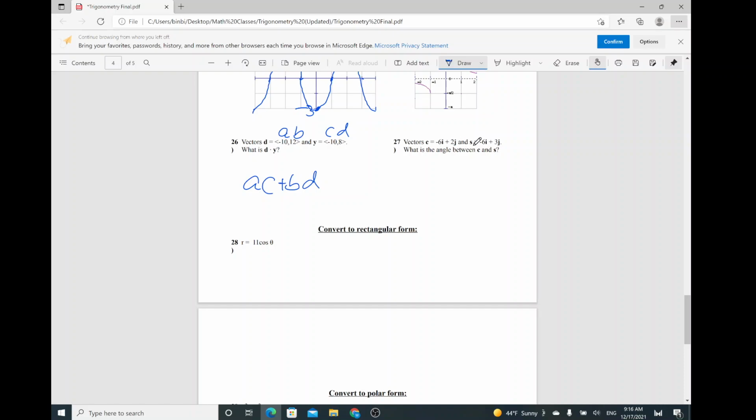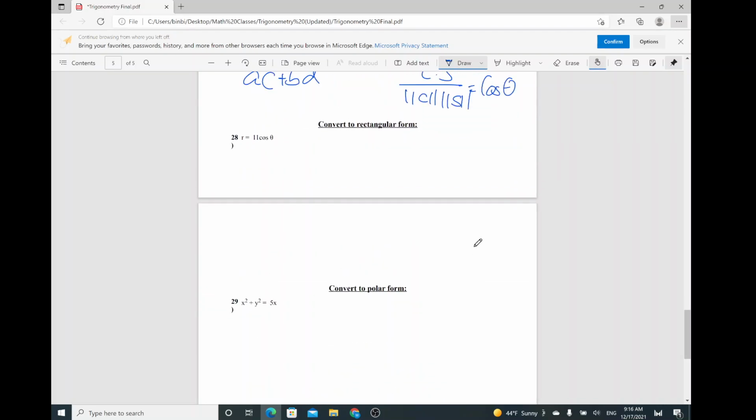Vectors C and S, what's the angle between? Besides doing the dot product of C and S, you also take the norm of C, and then the norm of S, and then you take the inverse of cosine of that ratio. The way to find the norm is just the Pythagorean theorem. So this one is negative 6 squared plus 2 squared, and the other one is negative 6 squared plus 3 squared. Once you get the norm, which means the magnitude of the vector, put it in. After you do the dot product, set up the ratio, and then take the inverse.